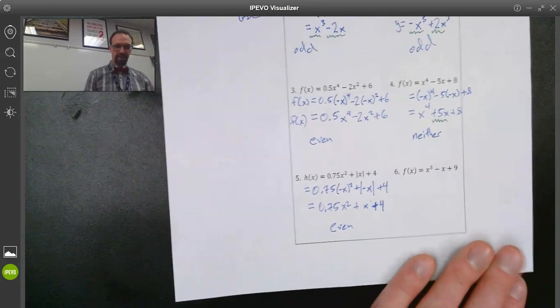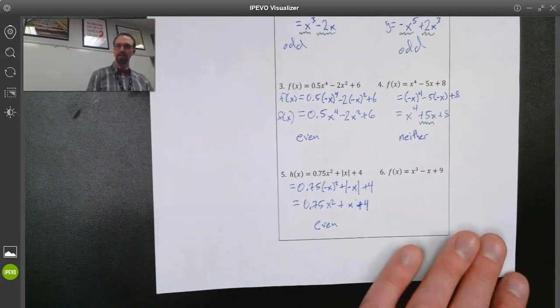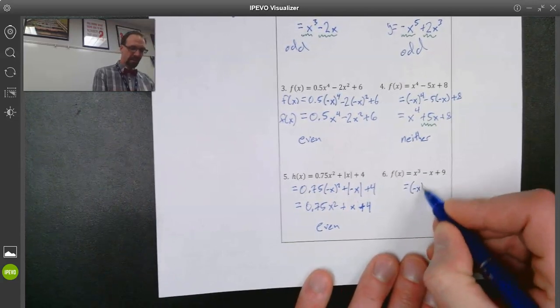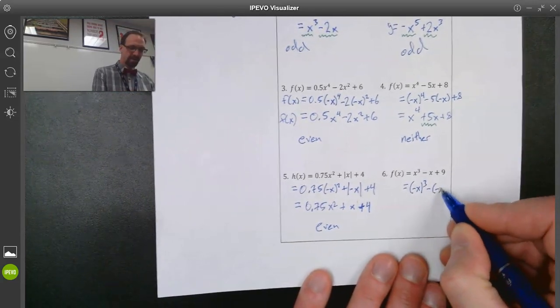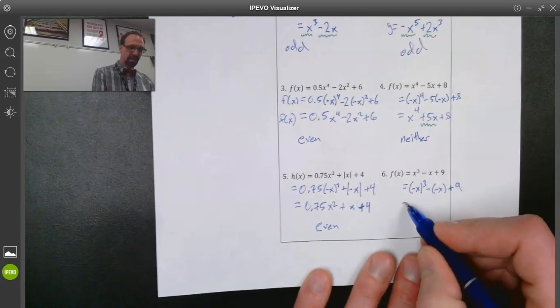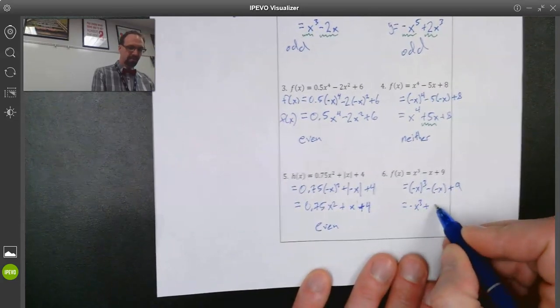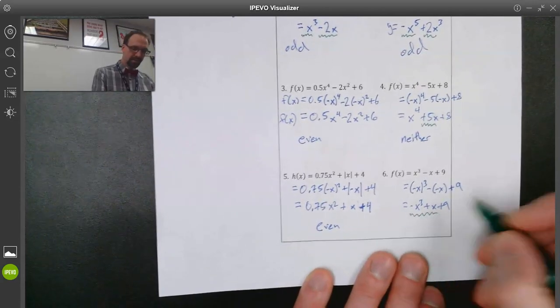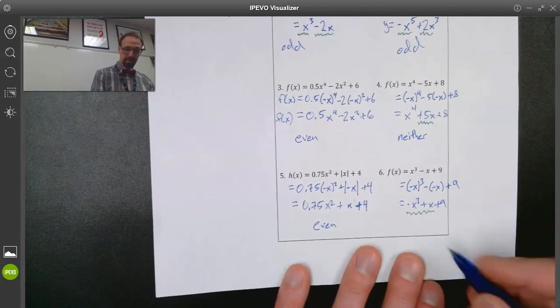Then for the last one, a lot of students want to say that it's odd, forgetting that 9. Again, let's see what happens. If I plug in opposite x cubed minus opposite x plus 9, these two do in fact change, but the 9 does not. So we have some sign change, but not all, so that would be neither.